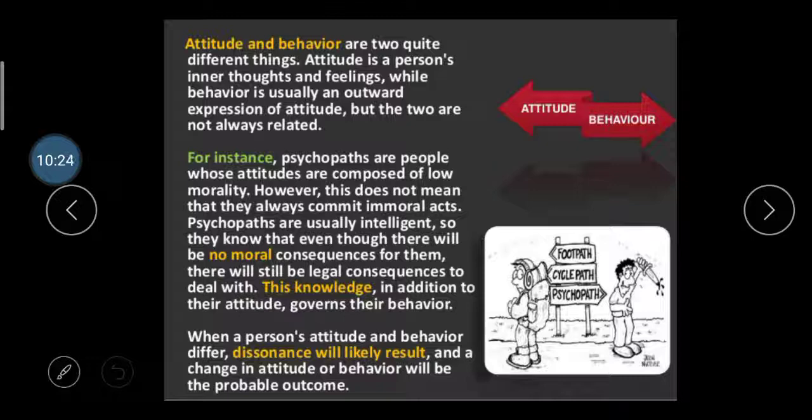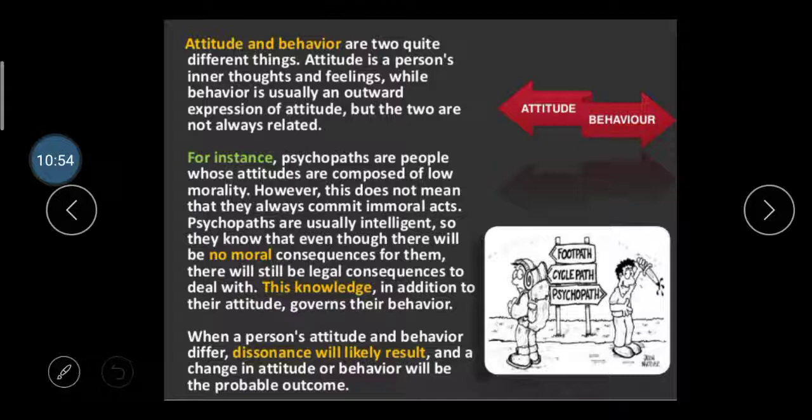For instance, psychopaths are people whose attitudes are composed of low morality. However, this does not mean that they always commit immoral acts. Psychopaths are usually intelligent, so they know that even though they have no morals, there are consequences for them. There will be legal consequences to deal with. So this knowledge, in addition to their attitude, governs their behavior.